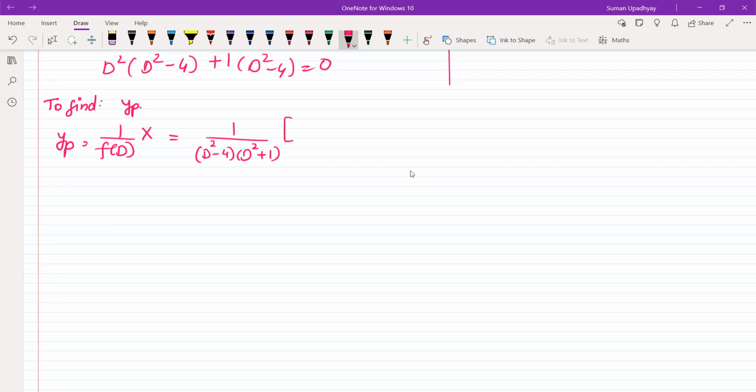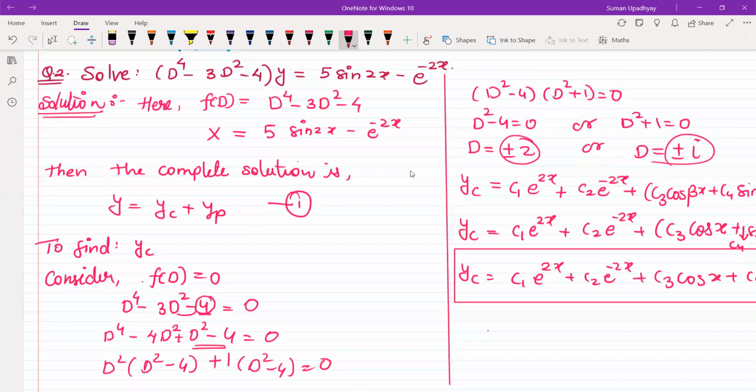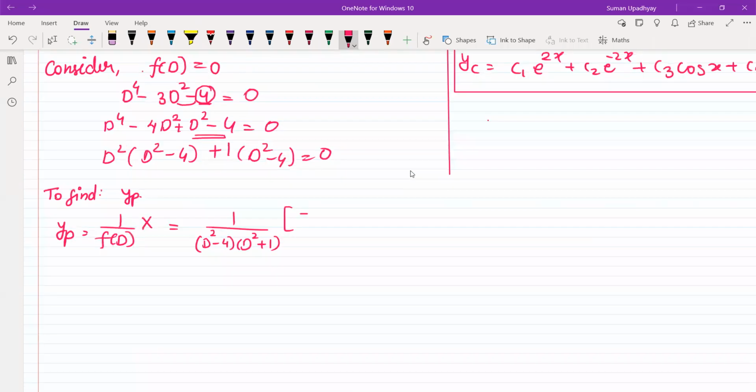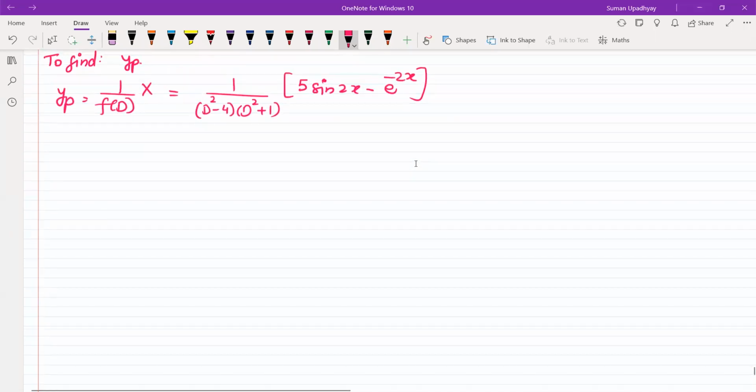Next, what is our capital X? It is 5 sin 2x minus e raised to minus 2x. Okay, fine. Yes, ma'am. Understand this, students, because the next question you'll be doing by yourself. So what I have done, I wrote the formula for yp, which is 1 upon f of d into capital X. Then I substituted for f of d and capital X.